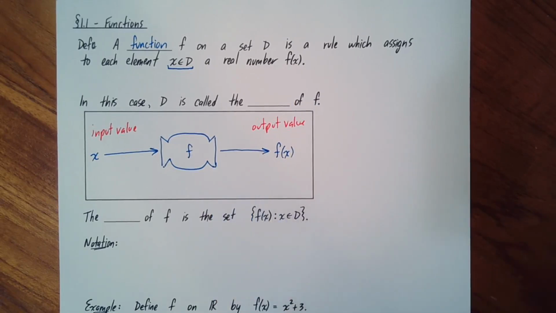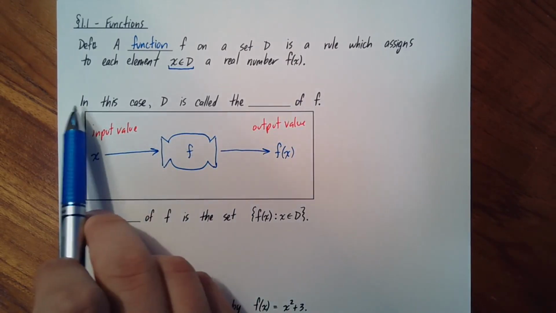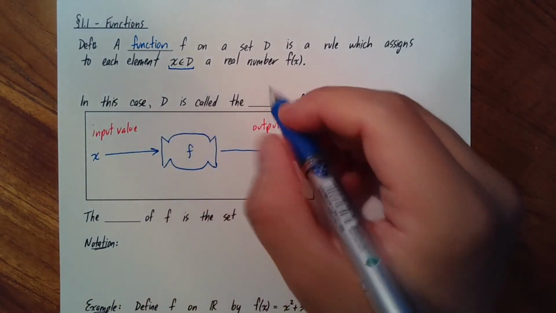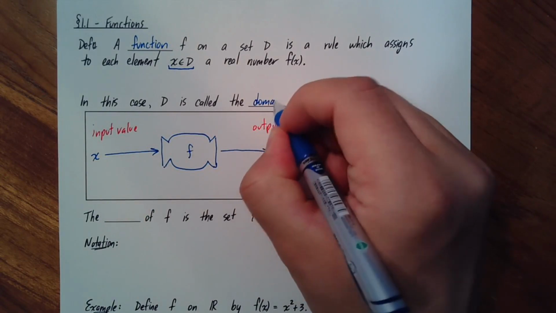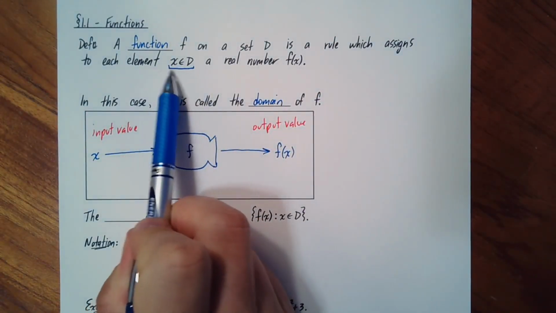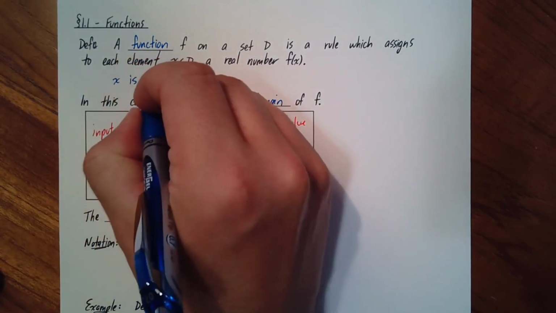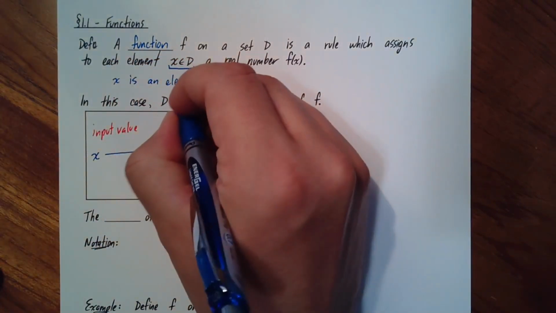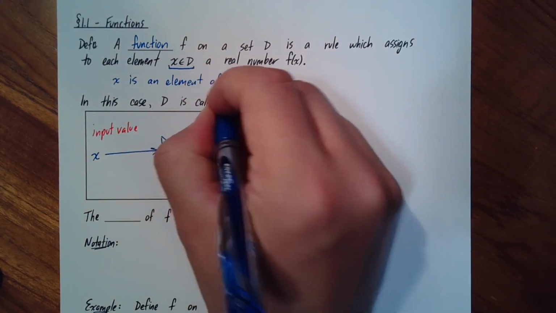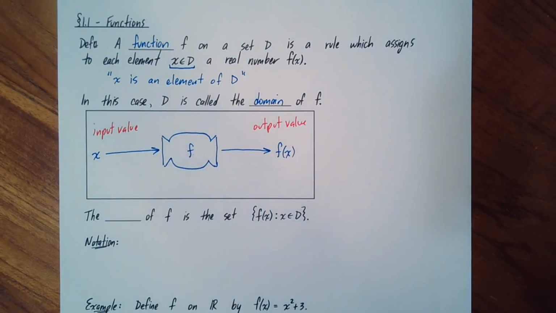Okay, and then in this case, like I said, this set D has a name. It's called the domain of the function. So let's fill that in here. In this case, D is called the domain of f. And just a reminder, this notation just means x is an element of D, or you could say x belongs to D, or x is in D. Any of those ways are fine.